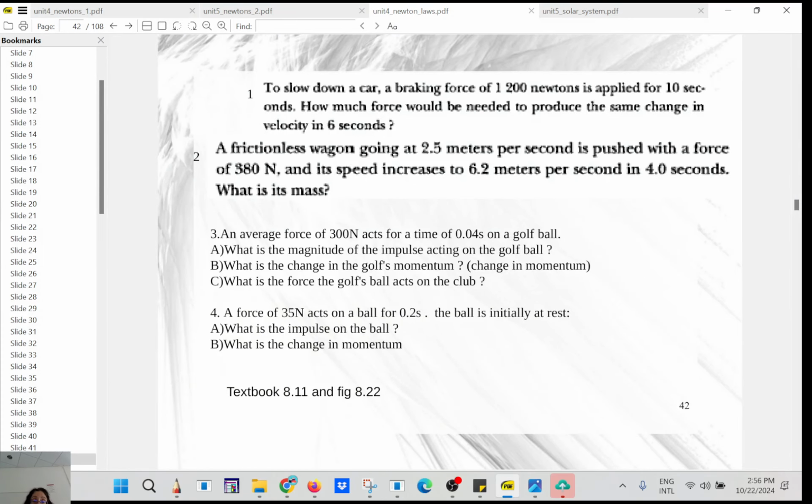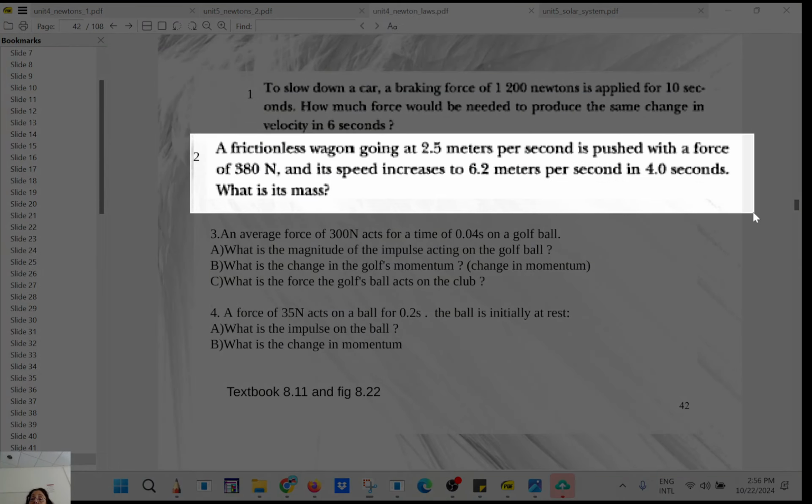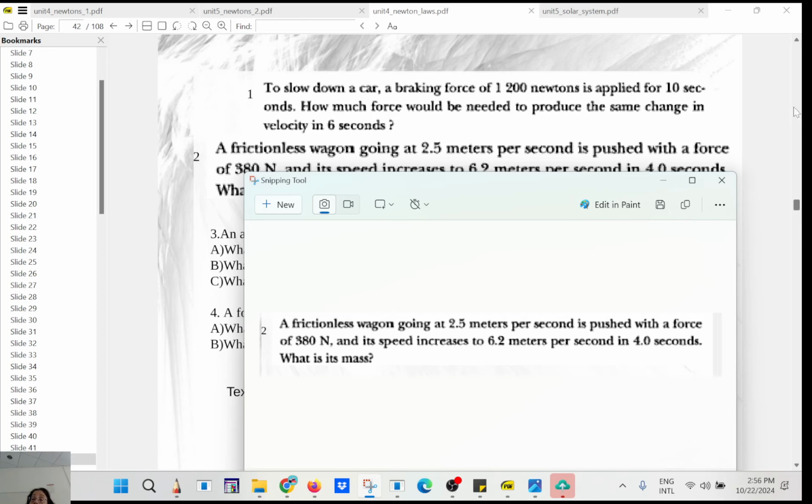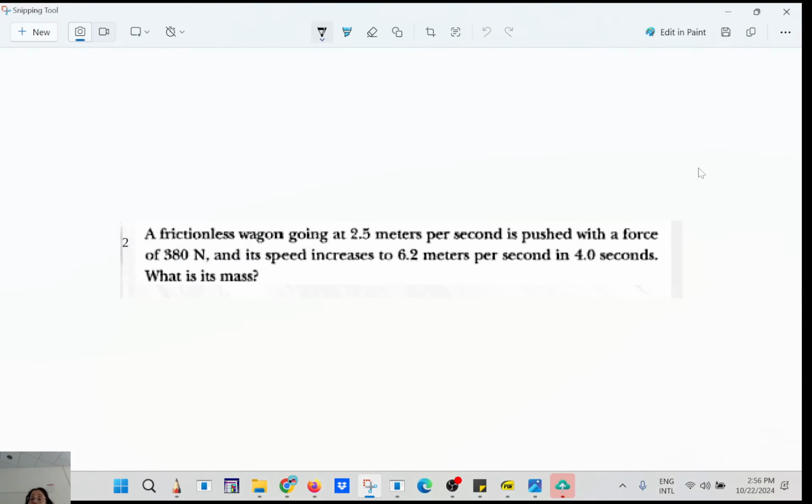Do ask questions. Let's see, number 2. Let's do number 2. And remember, you need to use a textbook. You need to study from the textbook. Okay, it doesn't hurt to make a drawing.